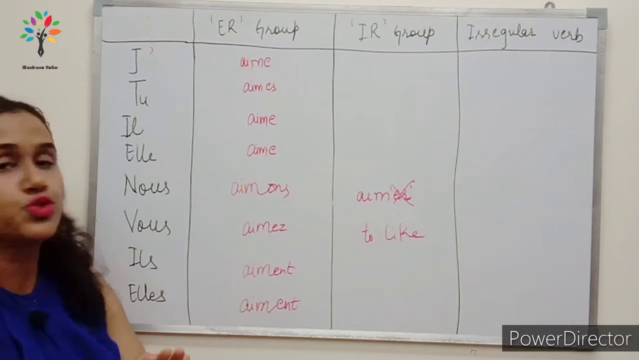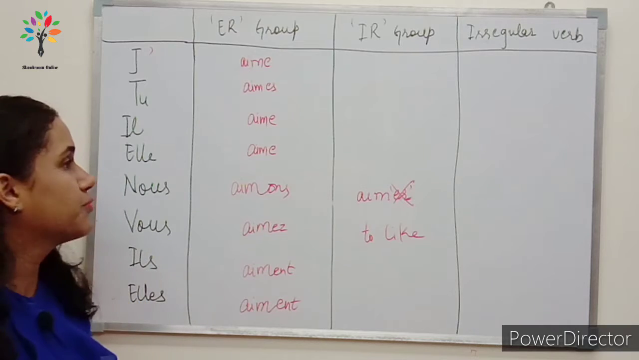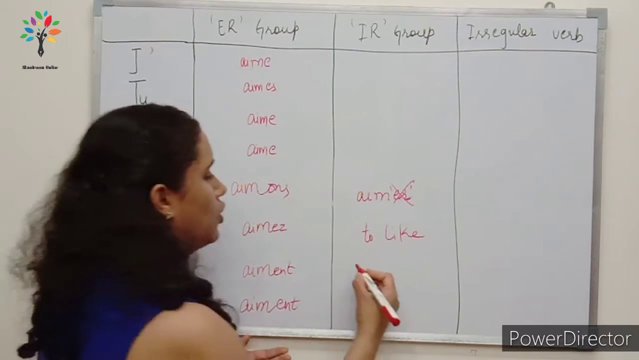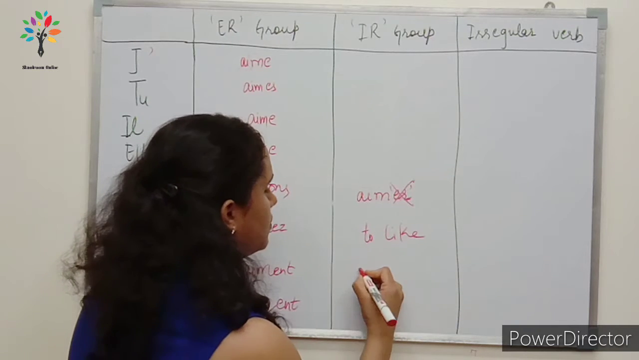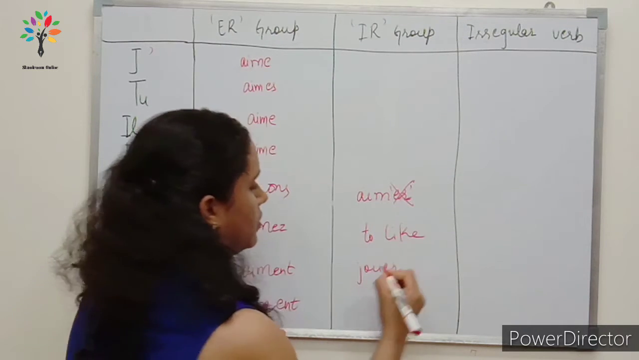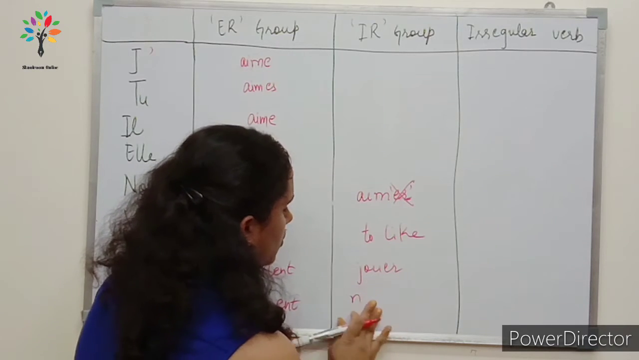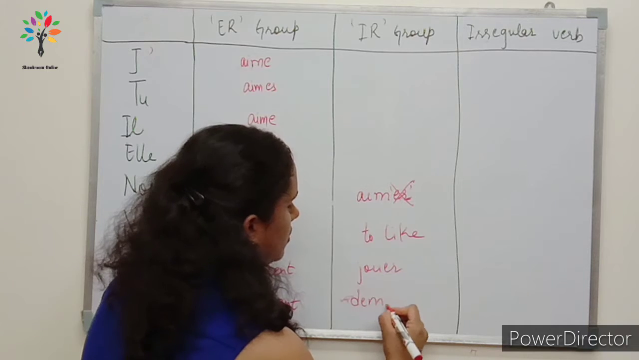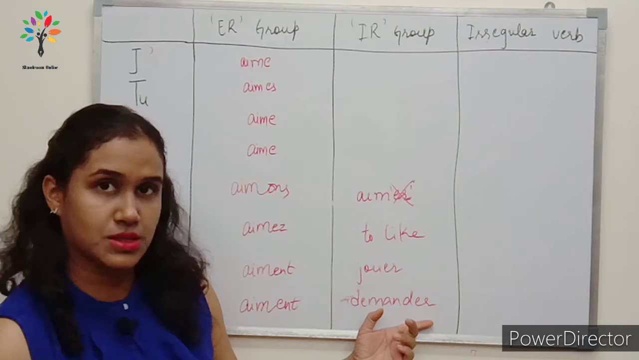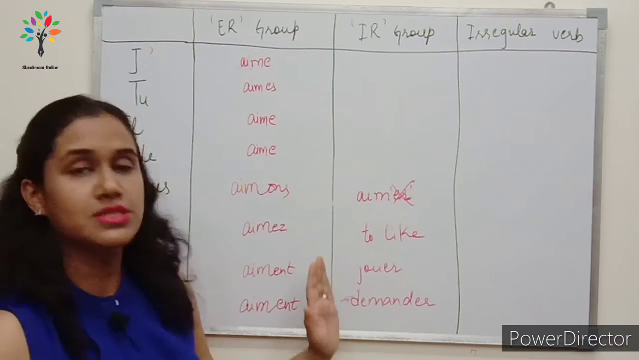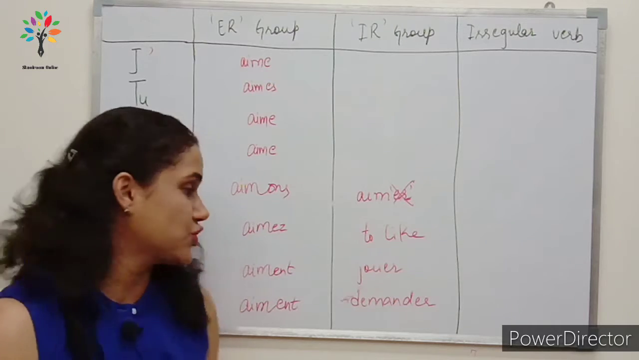Now to practice, you can choose more verbs which are ending in er. For example, jouer, which means to play. Demander, which means to ask. So practice these two verbs, and if you face any problem you can leave your doubts in the comment section.